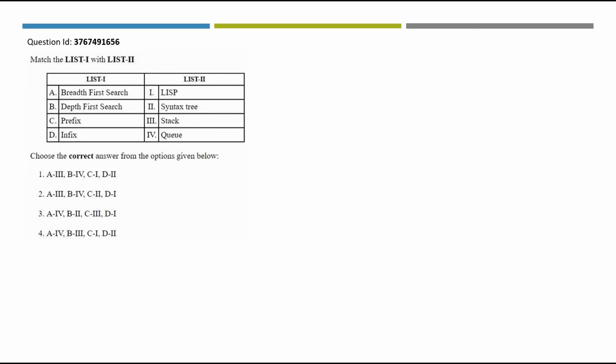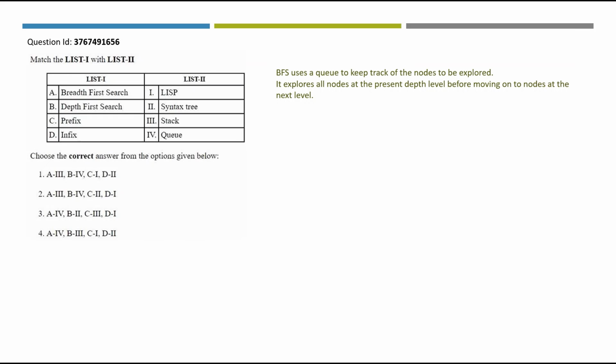Next question. Match the list 1 with list 2. We have breadth first search, depth first search, prefix, infix in list 1, and Lisp, which is a programming language, syntax tree, stack and queue in list 2. BFS uses a queue to keep track of the nodes to be explored. It explores all nodes at the present depth level before moving on to nodes at the next level. So BFS is going to use queue. A will be mapping to 4.